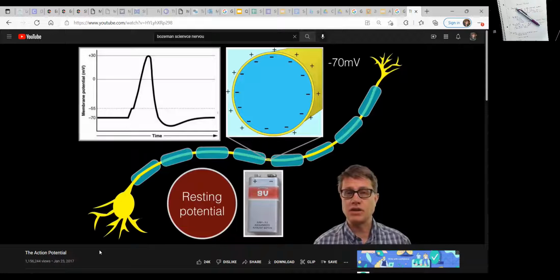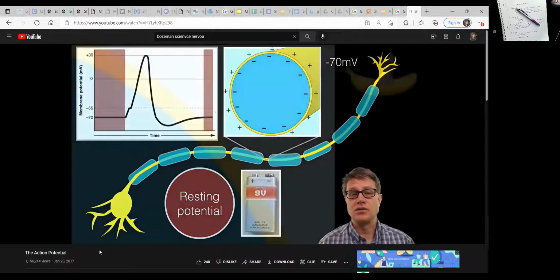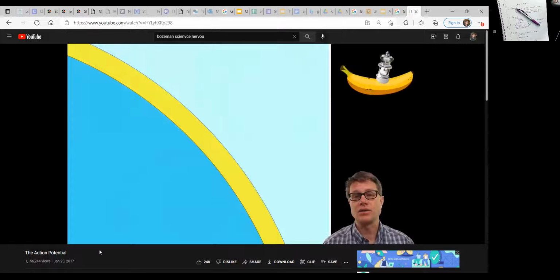And so when you're seeing pictures of an action potential like this, on either side of the action potential, we can see that that neuron is at rest. Now, it doesn't mean that it doesn't require energy to do that. And so let's zoom into the surface of that neuron and see what's going on.